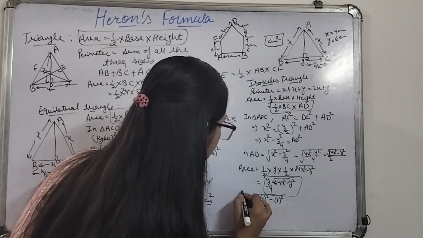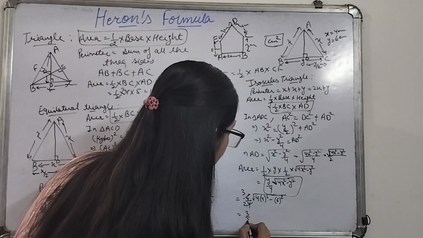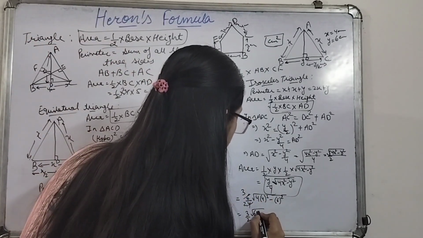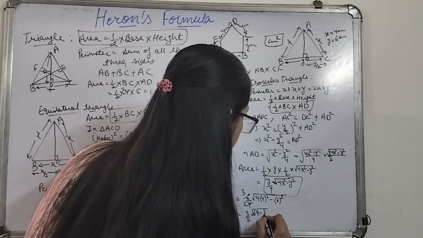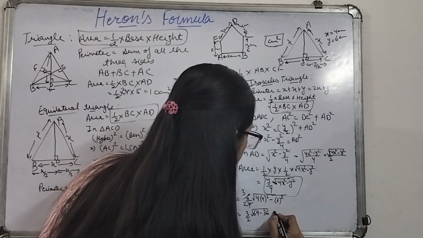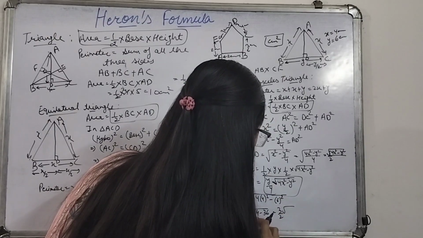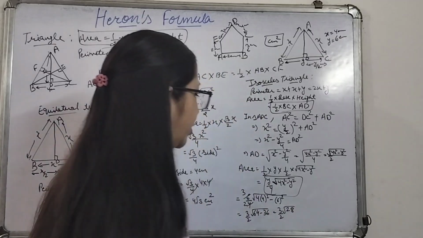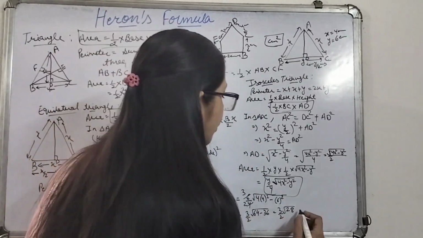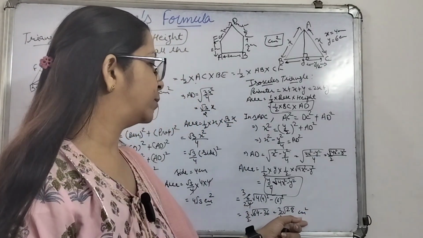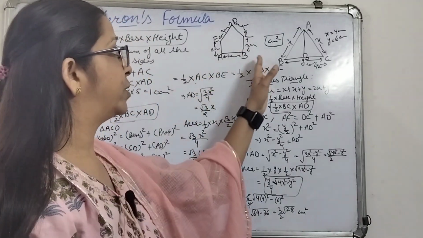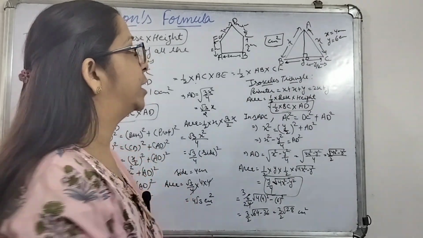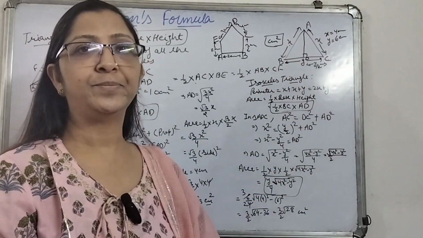So it will be 2 3s are 6, 2 2s are 4, 3 by 2 and square root of 4 4s are 16 and 16 4s are 64, minus 6 6s are 36. So we will solve it further and we will get its value. It will be 64 minus 36, 28, and we will solve it further to get the value. So this much centimeter square will be the area of the isosceles triangle if the equal side is 4 centimeter and the unequal side is 6 centimeter.